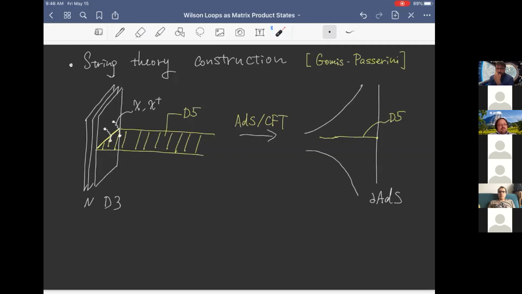There is also another configuration, which is a D3-D3 intersection, and that is probably 4, and that is related to symmetric representation. Indeed, yes.